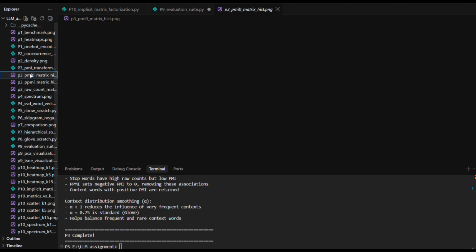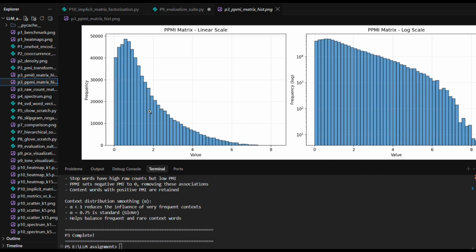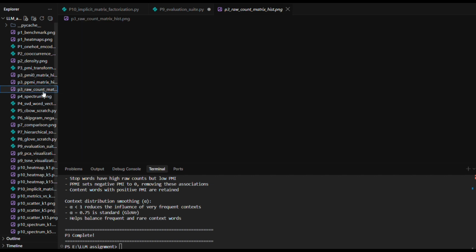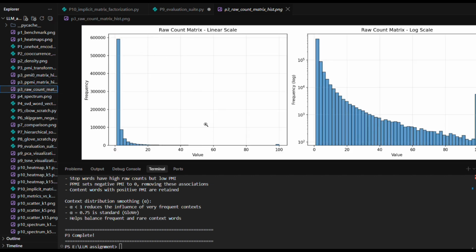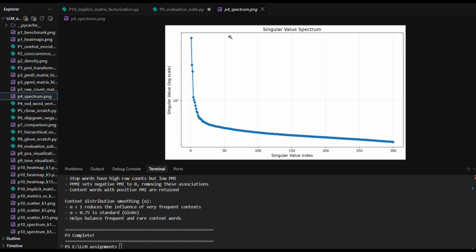Now let's see the visualization. So this is the value versus frequency, and thereafter this is the linear scale and the log scale, and this is the raw count matrix, and this is the spectrum.png. So this is the complete implementation. Thank you.